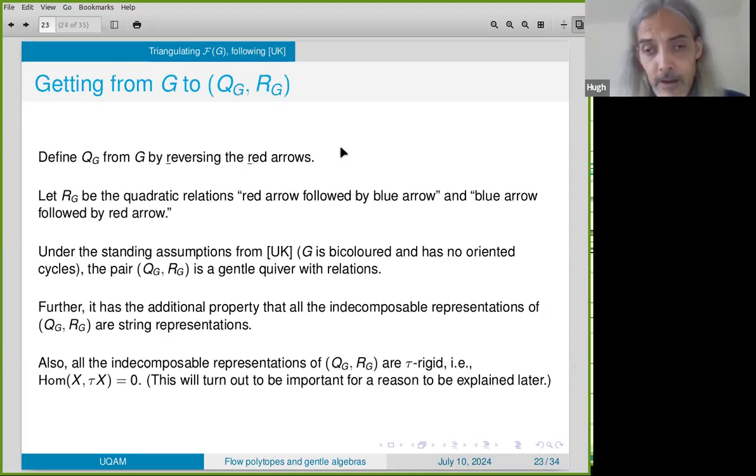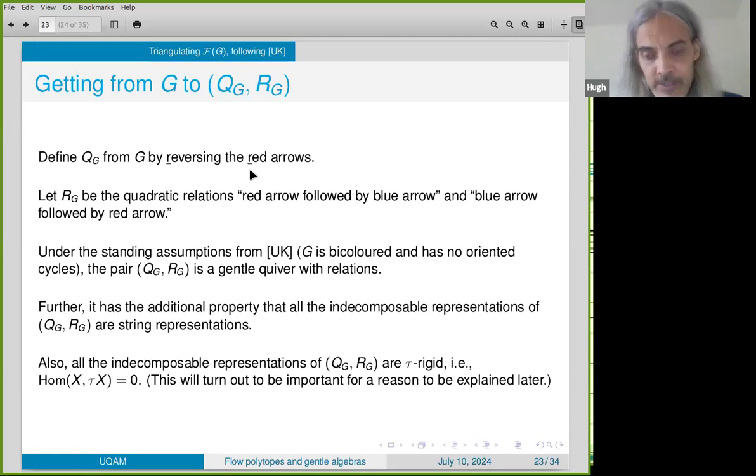So now we want to go from the graph to a quiver with relations. As a first step to get the quiver, we're going to reverse the red arrows. I underline the R's just as a mnemonic. The blue arrows are going to stay the same, but the red arrows are going to be reversed, and that's going to give us a quiver. Then we're going to impose relations: a red arrow followed by a blue arrow is a relation, and a blue arrow followed by a red arrow is a relation.